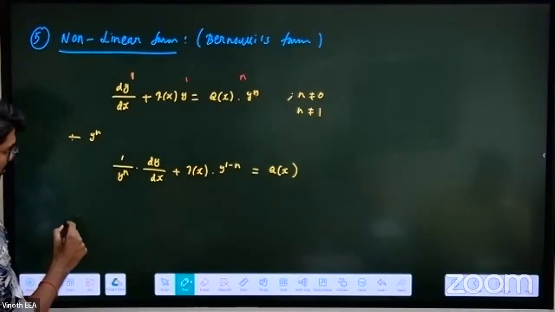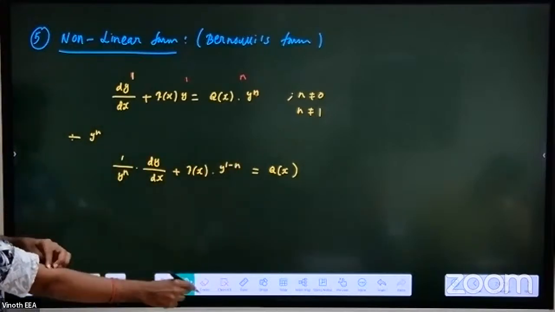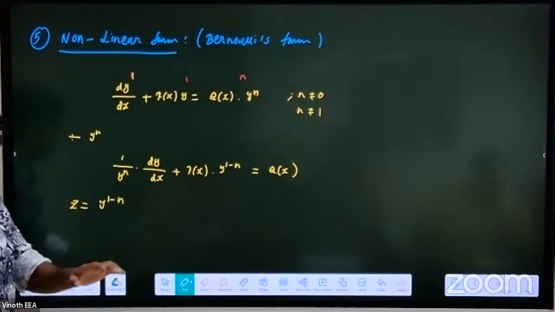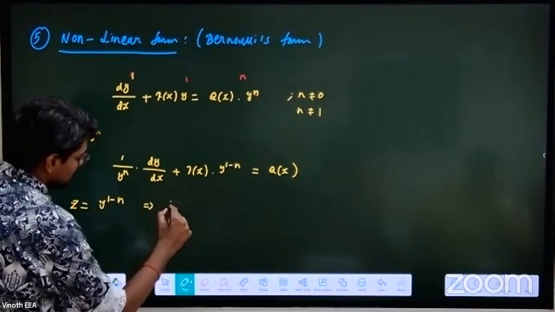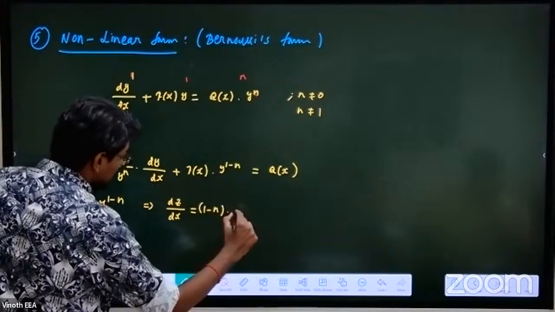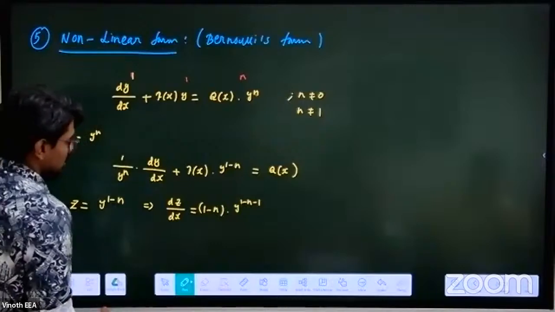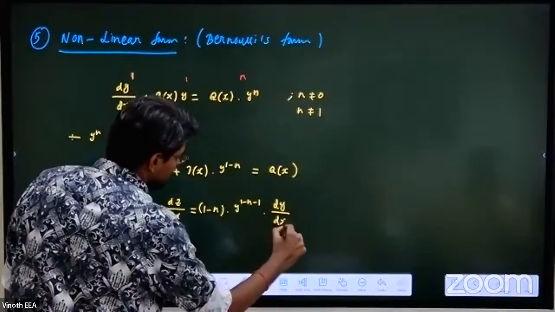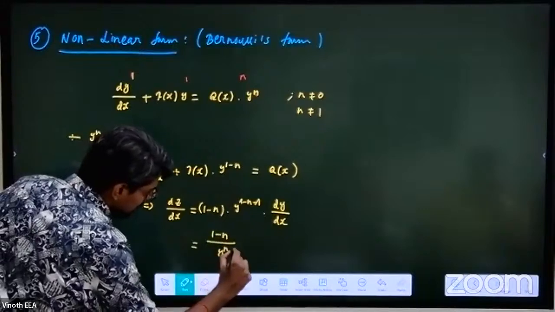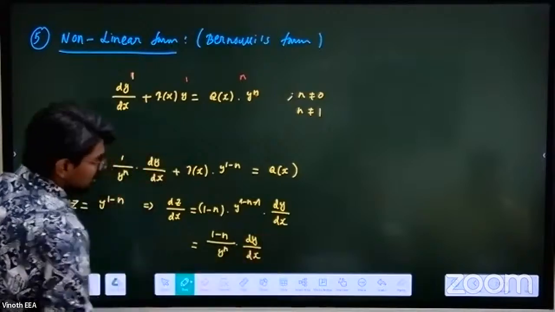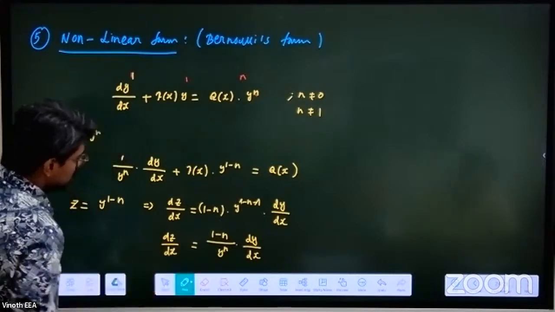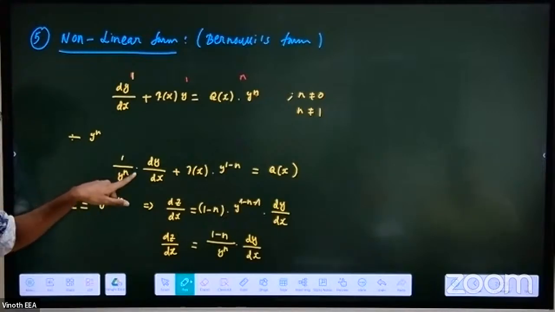So what I am going to do is replace this y power 1 minus n with some other term. Maybe I will replace it with z. Okay, z is equal to y power 1 minus n. So we are substituting the variable. If I differentiate this with respect to x, dz by dx will be equal to 1 minus n into y to the power of 1 minus n minus 1 into dy by dx. This I can simplify, so it becomes 1 minus n by y power n into dy by dx. So the left hand side is dz by dx, and I have 1 by y power n into dy by dx.